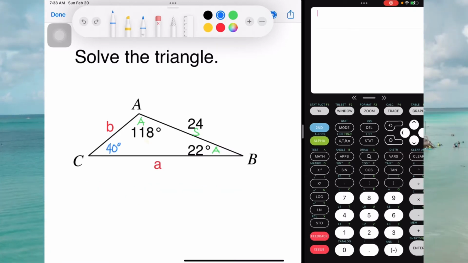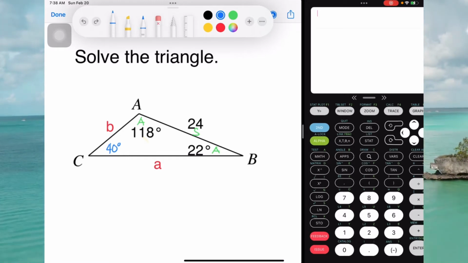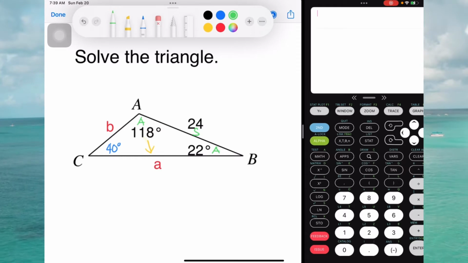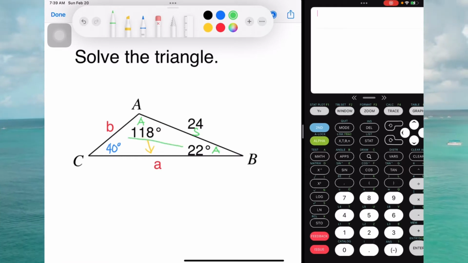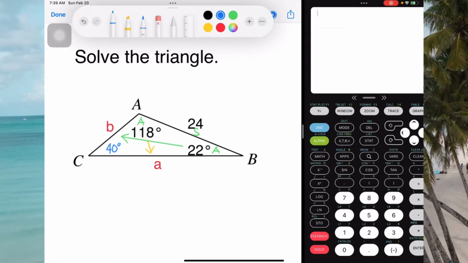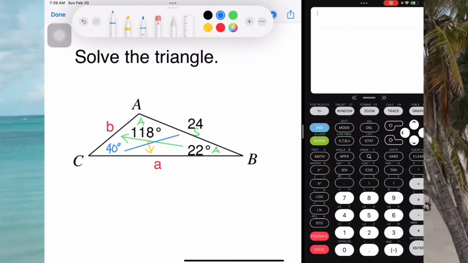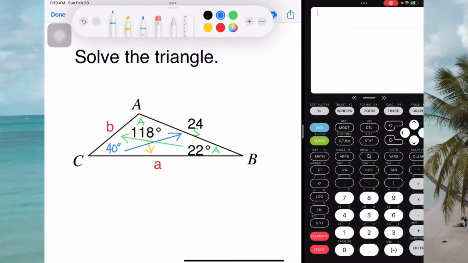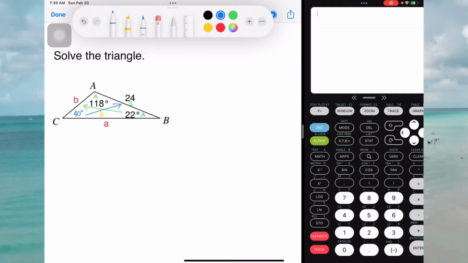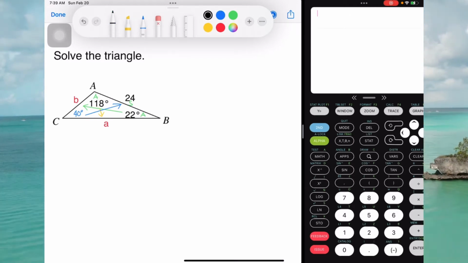Now let's pair them up. 118 matches with side BC represented by lowercase a. Angle 22 degrees matches with side B, which is unknown. And angle 40 degrees matches with side AB, which is 24 units. Now let's set up our equation. Let's first find the length of BC, represented by lowercase a.